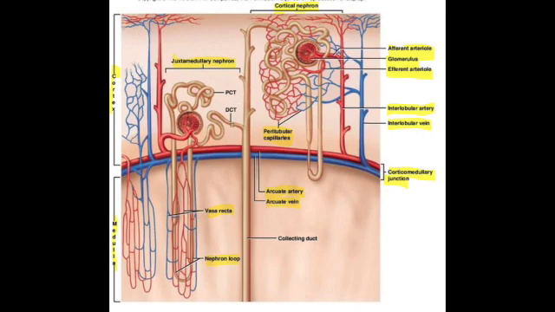Now let's talk more about the nephron. After the glomerulus comes the proximal convoluted tubule, or PCT for short. After the proximal convoluted tubule comes a nephron loop, specifically the descending limb of the nephron loop, then the ascending limb of the nephron loop. The nephron loop is also referred to as loop of Henle. After the nephron loop comes the distal convoluted tubule, or DCT for short. After the distal convoluted tubule comes a collecting duct. And that's all.